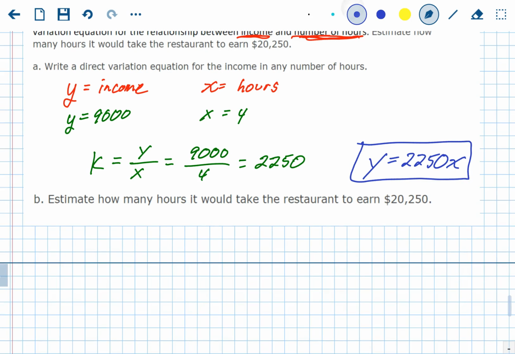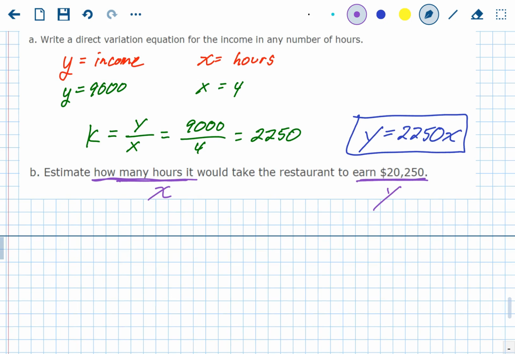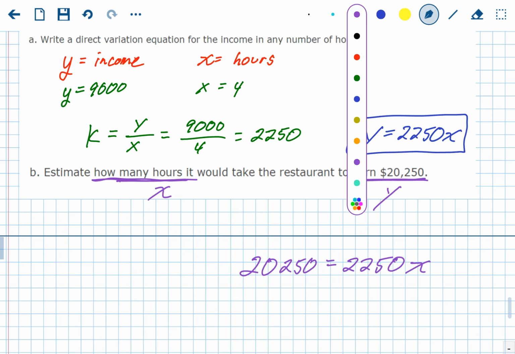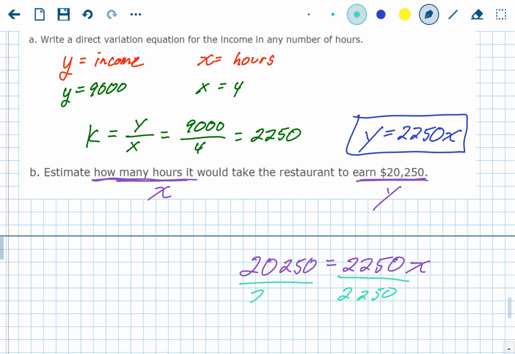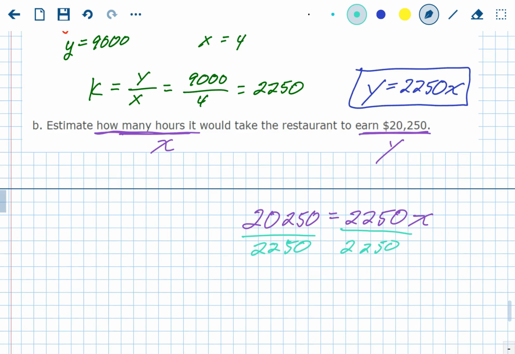Estimate how many hours it would take for the restaurant to earn $20,250. Okay. How many hours? Hours is x. So they're giving us y, they're giving us a money amount, and we have to solve for the hours amount. So we're just going to rewrite that equation, y equals 2,250x, but we're going to plug in 20,250 for y, and then solve for x. Now again, direct variation again is easy. These are just one-step equations. We don't have to add or subtract. You're always just going to divide the k value. So divide both sides by 2250. You get an x value of 9. So 9 hours for the restaurant to earn that much money, $20,250.